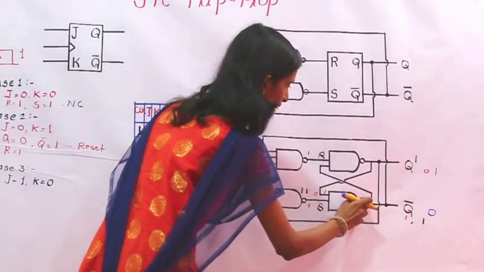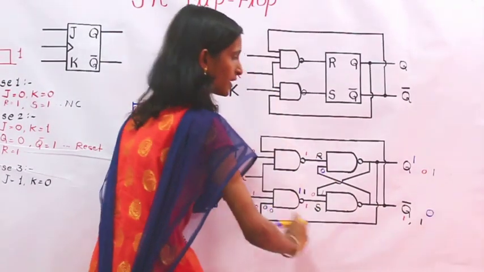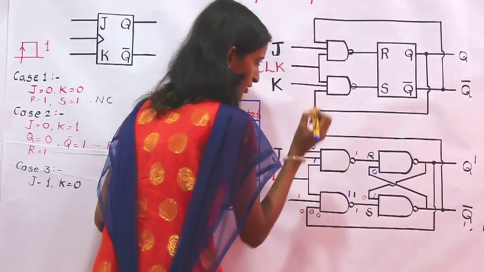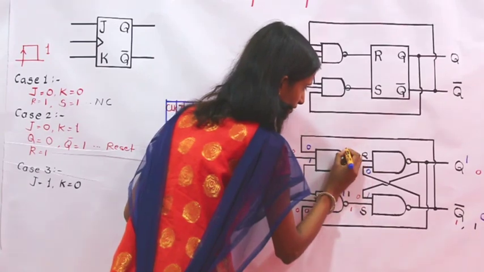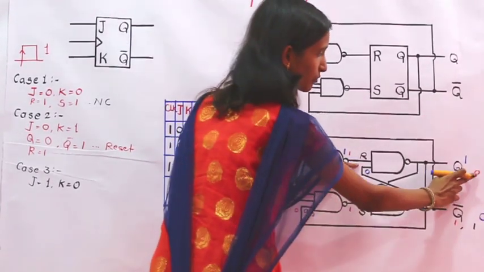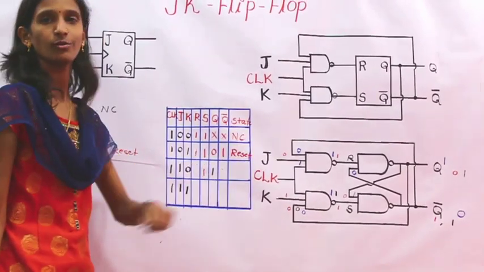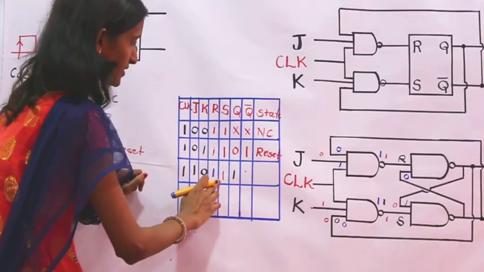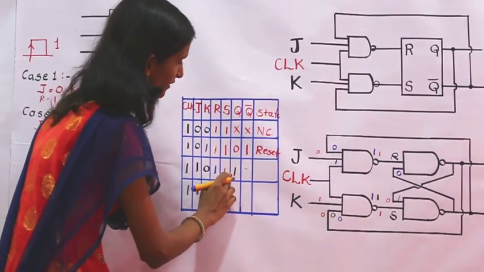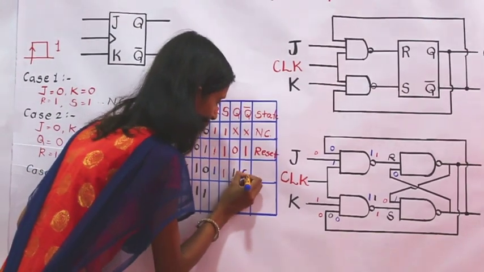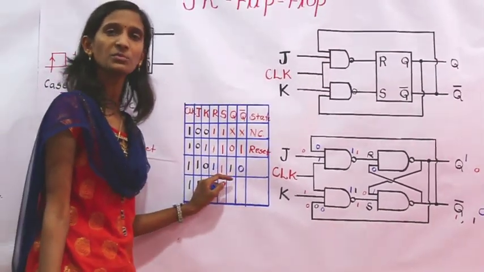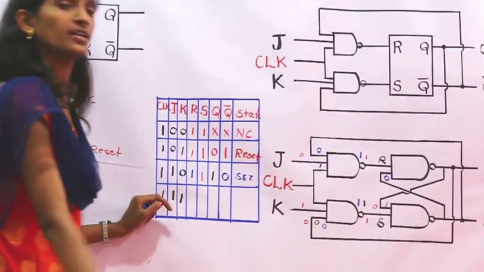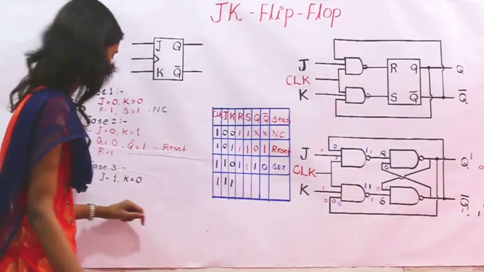Now consider again this Q bar here 0. Again this Q bar connects here, 0 with the J as a 1. So 1 and 0, I'll get 1. You can cross verify this logic diagram in any direction. So I'll write here R as a 1, S as a 1, Q as a 1 which is assumed and verified, and Q bar is 0. So here I'll get Q as a 1, which means the flip-flop is now in the set condition.